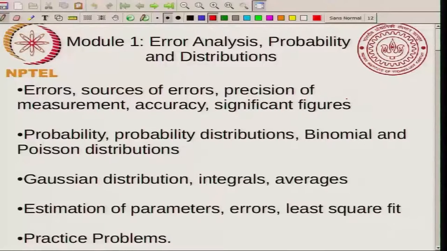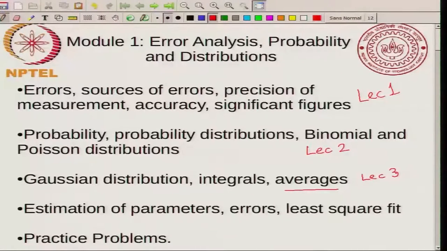We have seen errors, sources of errors, precision measurement, etc. This was in lecture 1. And then in lecture 2, I talked about probability, probability distributions, binomial and Poisson distributions. And now, in today's lecture, we are going to talk about the Gaussian distribution, integrals and averages. So, this is the topic of today's lecture.